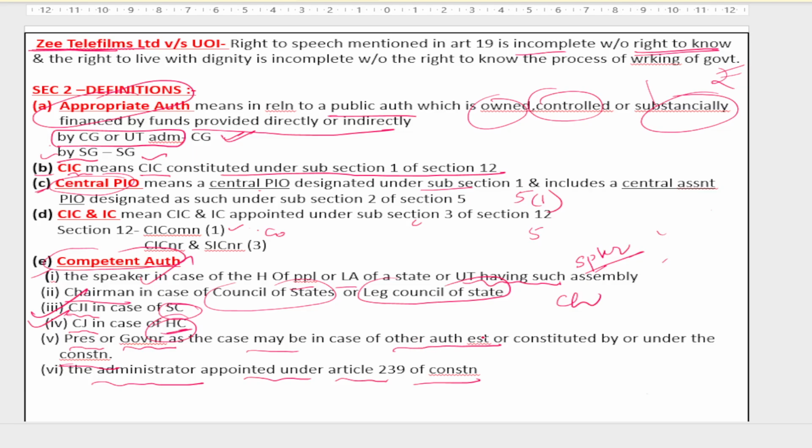In case of any other authority established or constituted under the Constitution, the competent authority will be President in case the body is constituted at the central level, and Governor in case the body is constituted at the state level. And the competent authority will be the administrator appointed under Article 239 of the Constitution in case of Union Territory. Now the administrator is appointed by the President of India, and also the Governor of a neighboring state can be appointed as the administrator of a Union Territory. So the competent authority will be the administrator appointed under Article 239 of Constitution in case of Union Territory.